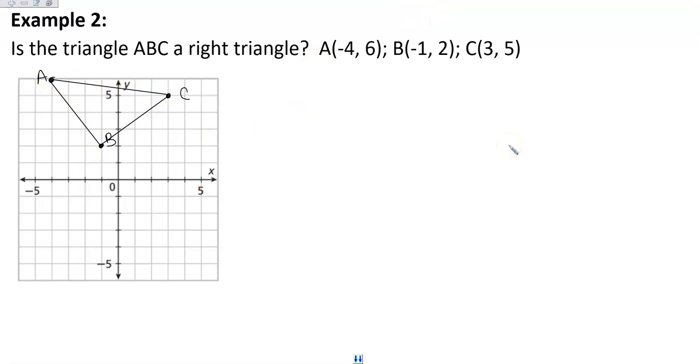So we're looking to see whether or not ABC is a right triangle. The big key of the right triangle is that I have a right angle, which means that two sides are perpendicular. And in order to show that two sides are perpendicular, I'm going to use the slope formula.